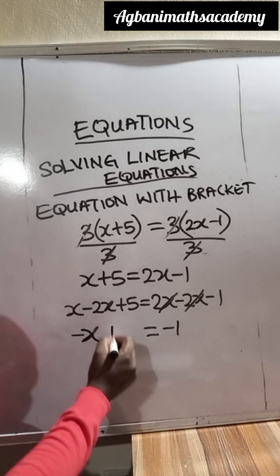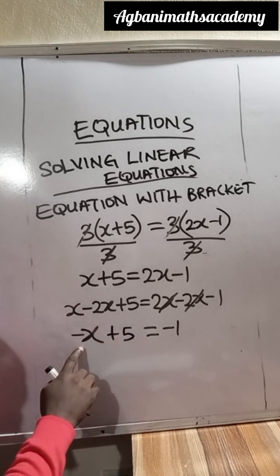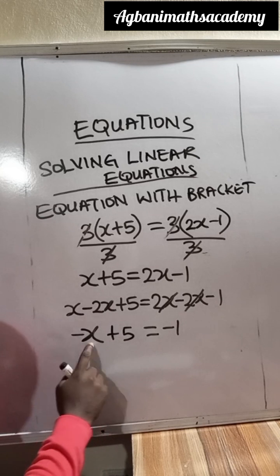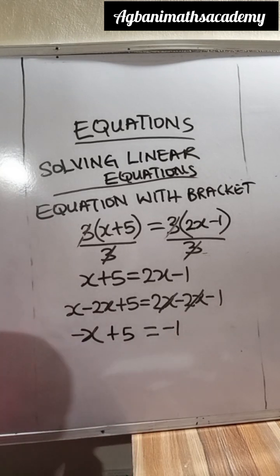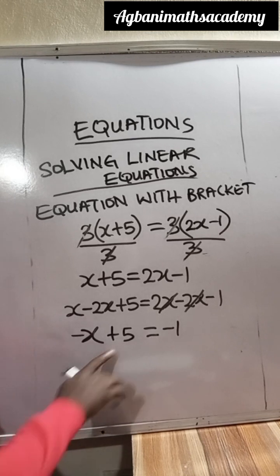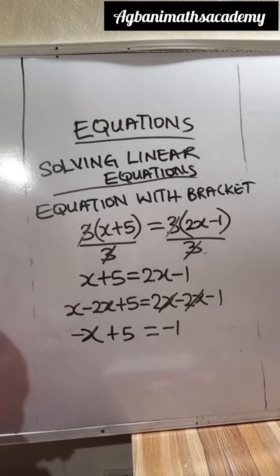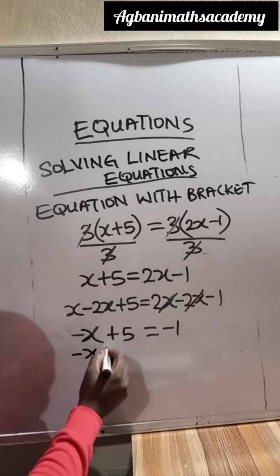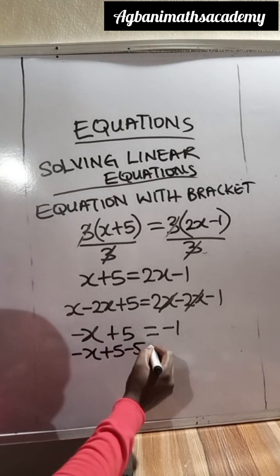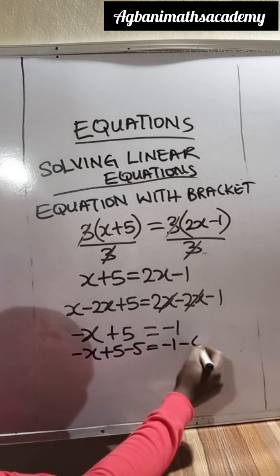Bring the plus 5 down. So we now have minus x plus 5 is equal to minus 1. The next thing is we need to move this plus 5 to the right. And for us to move plus 5 to the right, we need to introduce the opposite of plus 5, which is minus 5. And we're going to introduce it to both sides. So it's going to be minus x plus 5 minus 5 is equal to minus 1 minus 5.